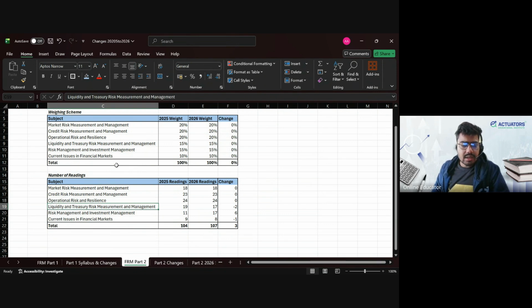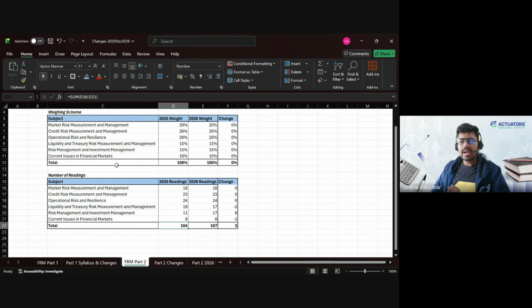We see liquidity and treasury risk management. There were 19 readings earlier in 2025. It has moved down to 17 readings. So we'll see what changes have been made in the readings. In investment management risk, there are the majority of changes. It was 11 readings earlier. Now there are 17 readings in total. And in current issues, there were 9. It has moved to 8.